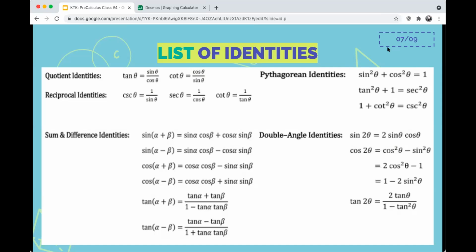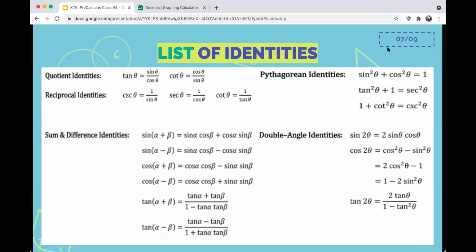And the Pythagorean identity, of which the only one you really need to know is that sine squared theta plus cos squared theta is equal to 1. And your sum and difference identities, which are listed below. It's probably best to know all of these sum and difference identities. They can come in very handy if you're trying to find the exact value of a trigonometric function. And these double angle identities, I don't believe we'll be using, but they are also very useful.